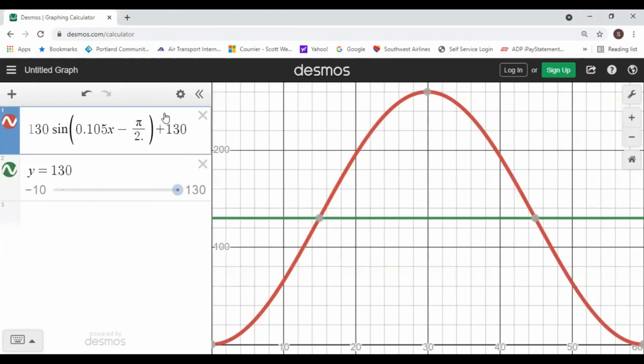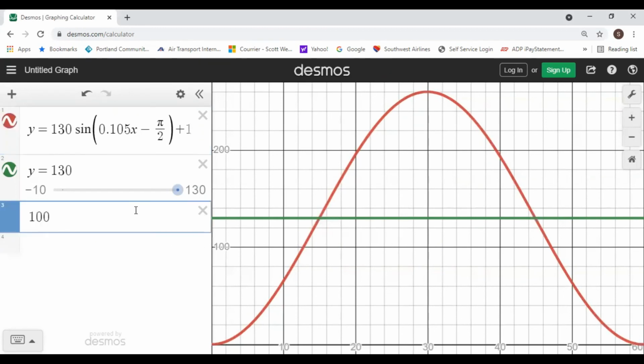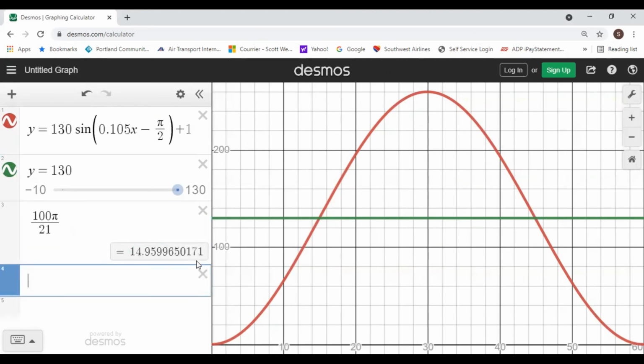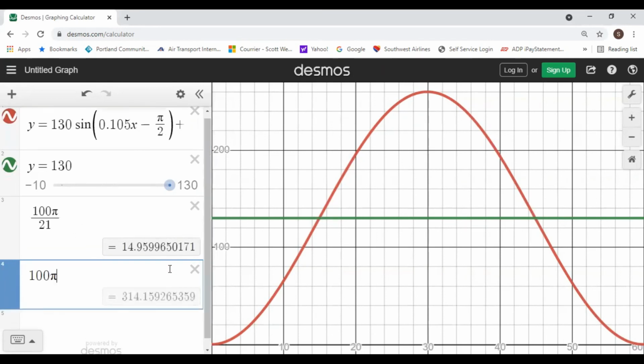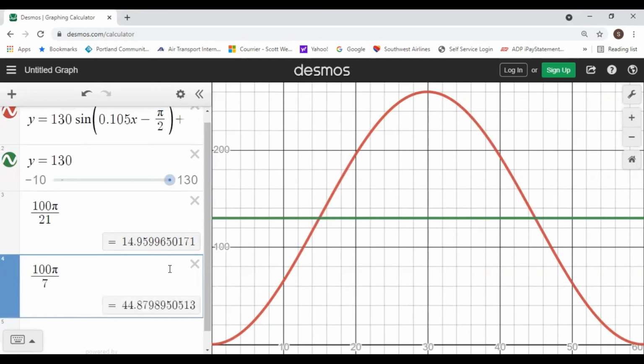Sorry, I forgot that on Desmos that doesn't quite work. So, all right, I'll just figure out what that is. It's 100 pi divided by 21. So it's 14.9599. That's the first one. And then the second one was 100 pi over 7, and that's 44.8799.